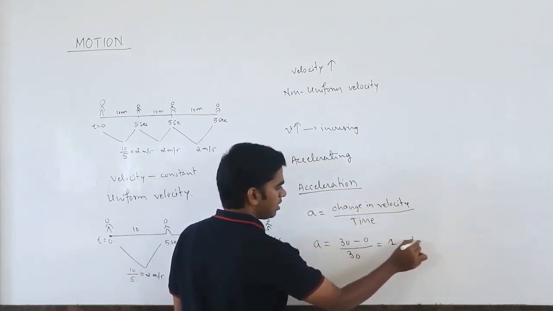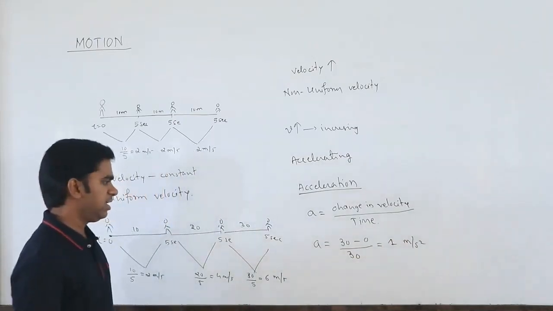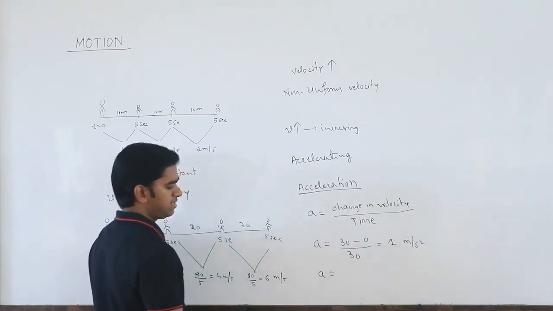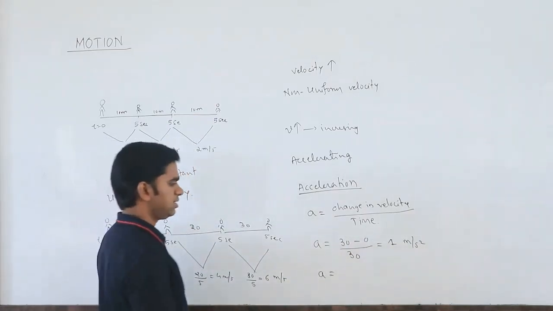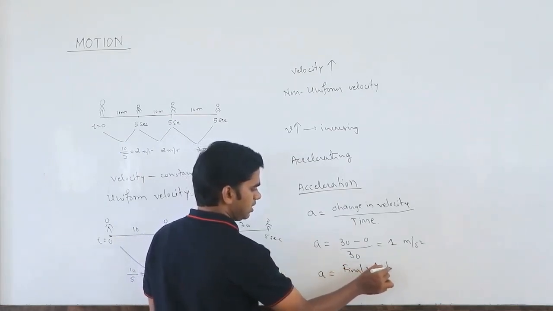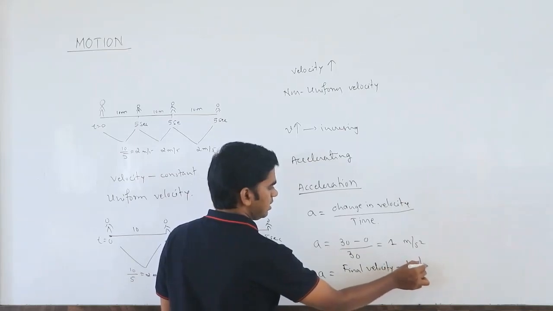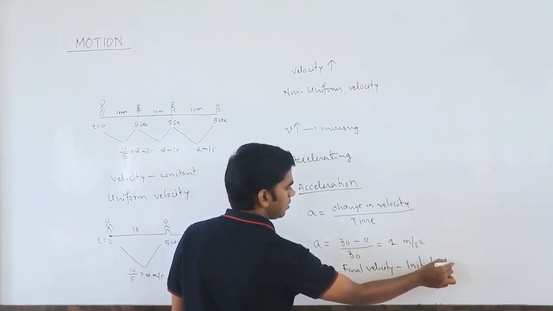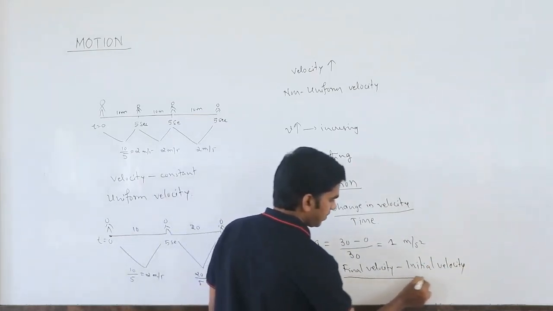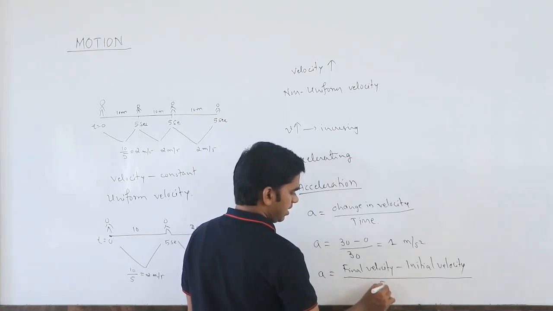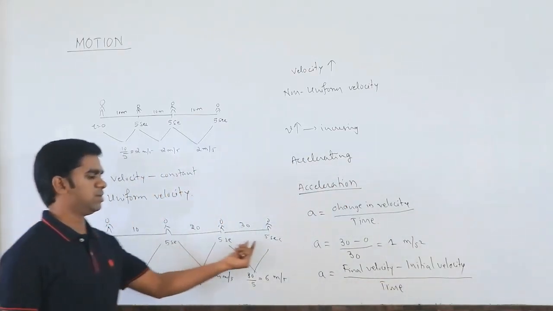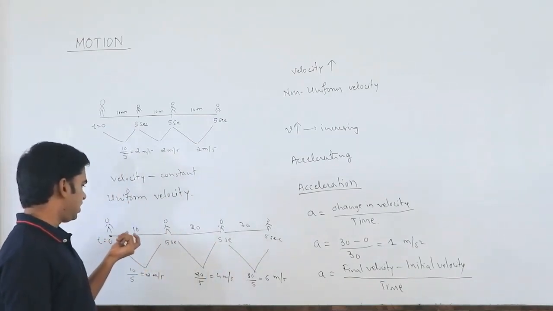That means meter per second square. Okay. Then can I write some other formula for acceleration? What I can write is acceleration is equal to final velocity minus initial velocity, divided by total time taken to go from 0 to 30, or to go from 10 to 30.